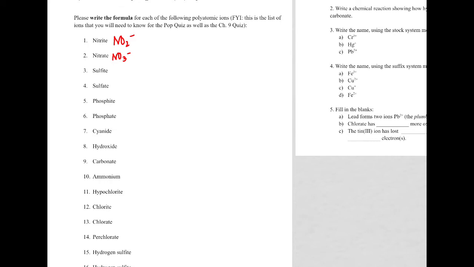So we have sulfite, SO3 2 minus, and sulfate, which has 1 more oxygen, 2 minus. Then phosphite, PO3, and it's 3 minus. And phosphate, which has 1 more oxygen, but the same charge. Then we have cyanide, CN minus, hydroxide, OH minus, carbonate, which is CO3 2 minus. Then we have ammonium, which is NH4 plus.